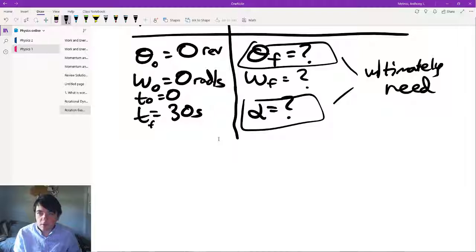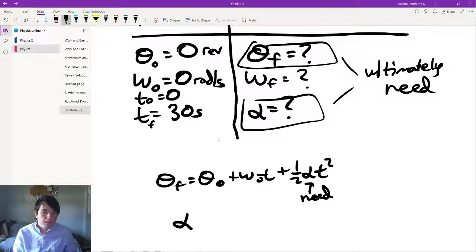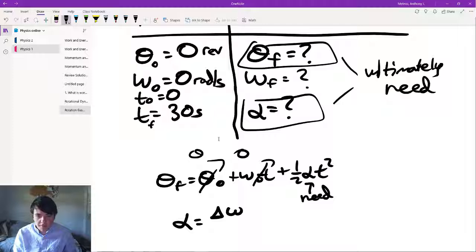Ultimately we need theta final, so I'll start at the very end. Theta final is all this stuff, so we're going to need alpha for that. Alpha, because these guys are 0, is the rate of change of omega over time. We need omega final.